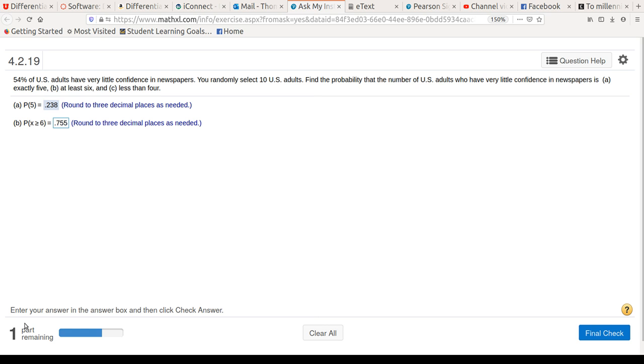And so what we want to do here is figure out what type of distribution we have. We have a probability of success being stated as 54%. We have a probability of failure then as being 46%, because these two have to sum up to 100. Now, this says we have chosen 10 adults.